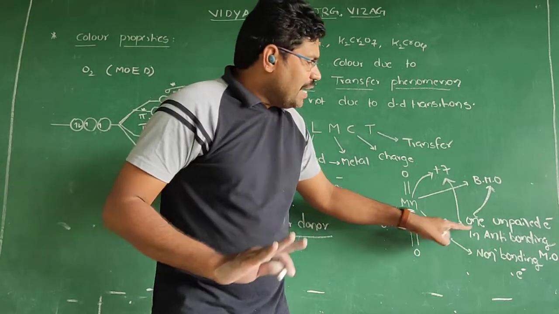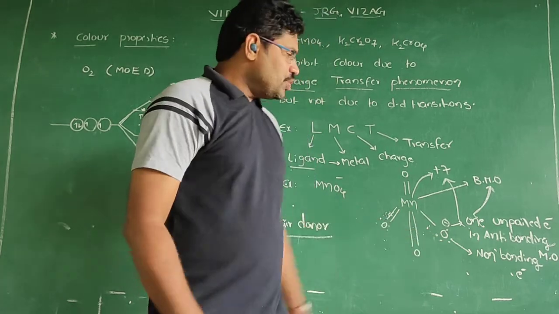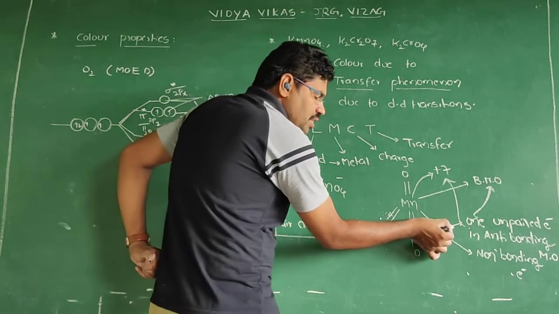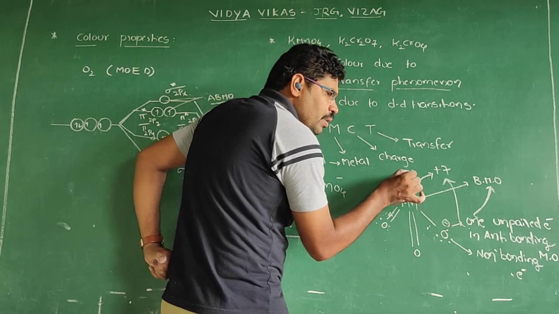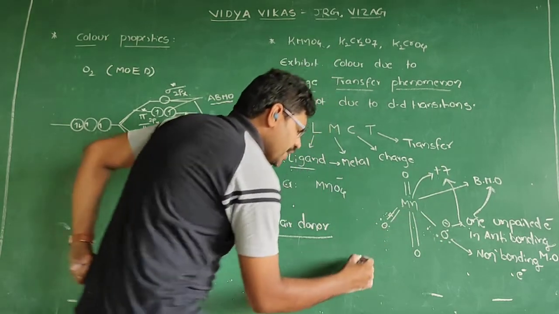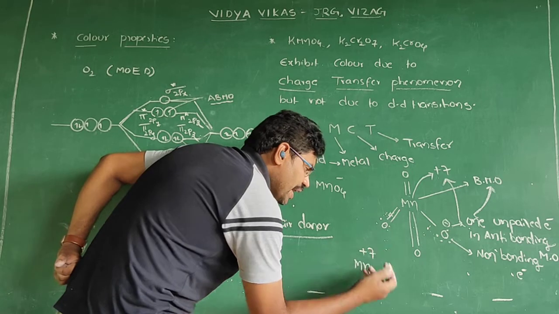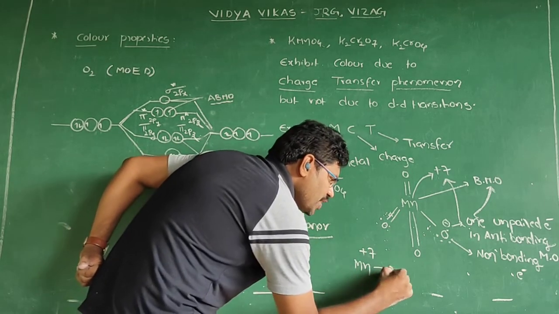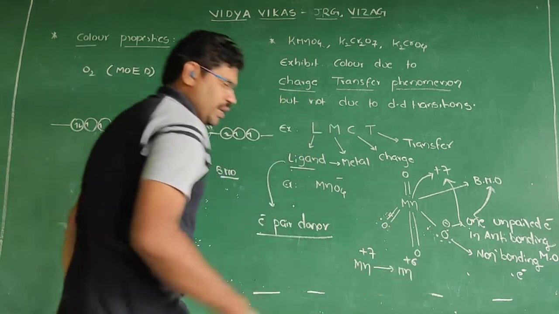So these are simply anti-bonding molecular orbitals which are present in the ligand. So if one unpaired electron is transferred from O minus to manganese plus 7, then what happens, sir? Dear students, manganese plus 7 after gaining one electron turns to manganese plus 6, dear students.